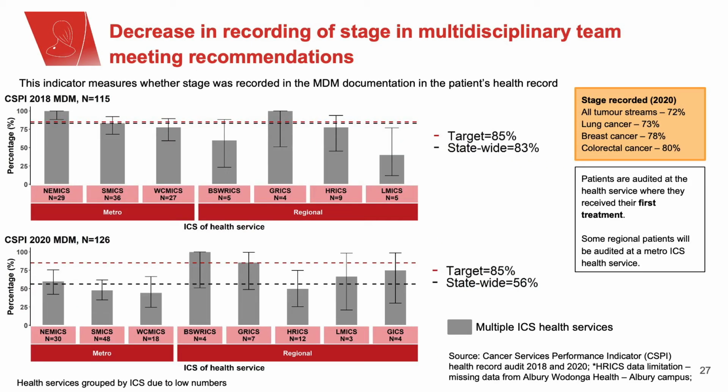If you look at documentation pre and post-COVID, so the two data sets are 2018 and 2020, the expected target is 85%, and melanoma documentation has been at 37% and 40% respectively, so no improvement. And if you look at the recording of stage, there's actually been a fall off with COVID. Again, not as good as our other tumour cousins.